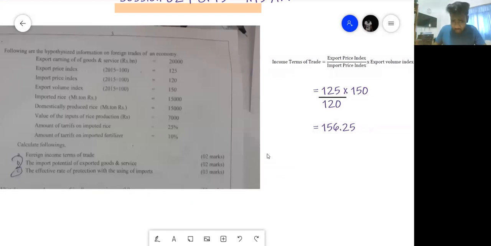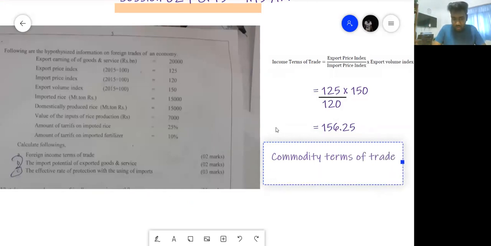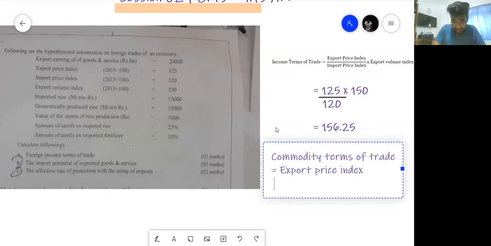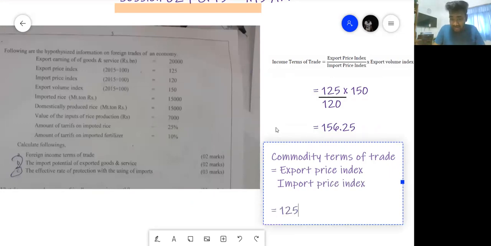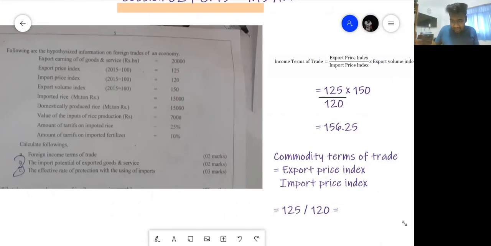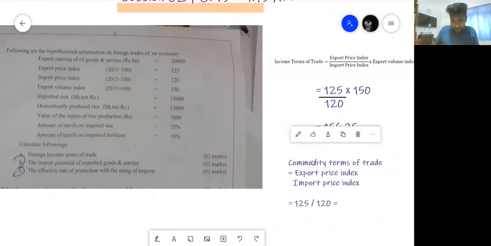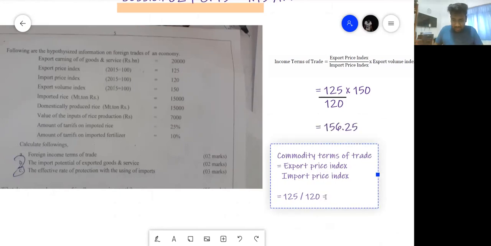So if you look at your commodity terms of trade, that also measures this. Commodity terms of trade is equal to your export price index divided by your import price index. Export price index simply is 125. Your import price index is 120. So how much do we get as an answer, guys, if you divide this by this? 125 divided by 120. You can multiply it by 100 also if you want a percentage, but that's okay.